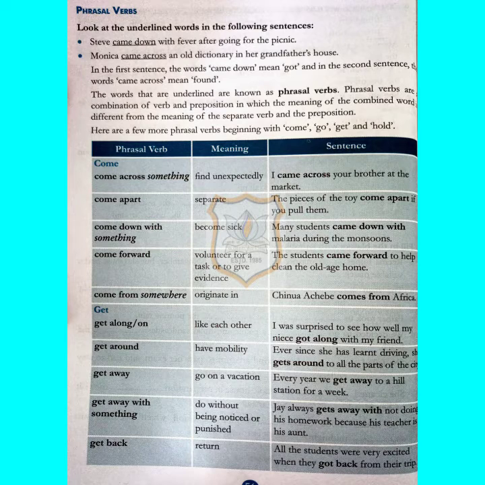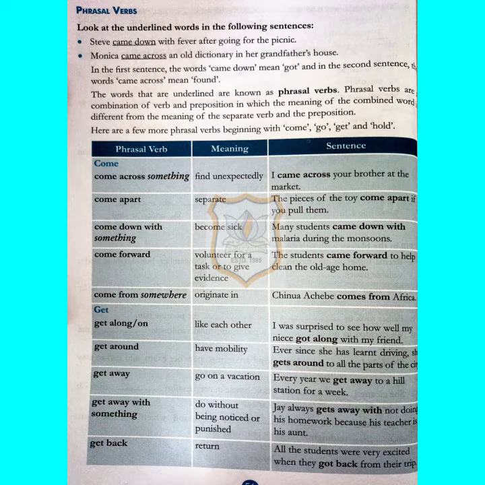In the first sentence, the words came down, which are underlined, mean got. In the second sentence, the words came across mean found. So these are known as phrasal verbs. They have another meaning in the sentence. The words that are underlined are known as phrasal verbs.